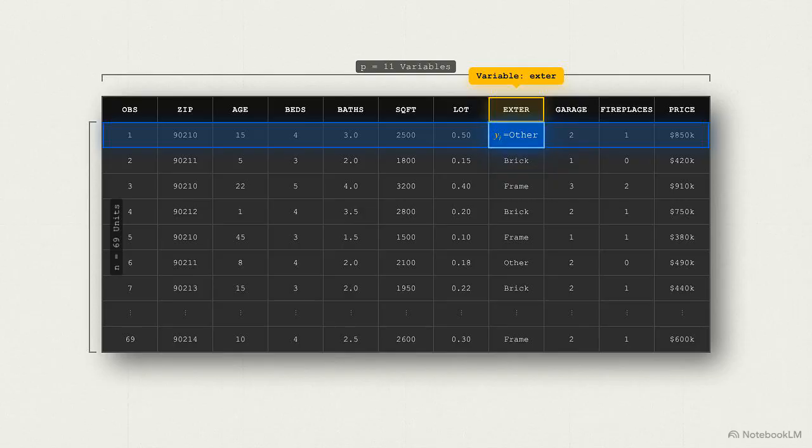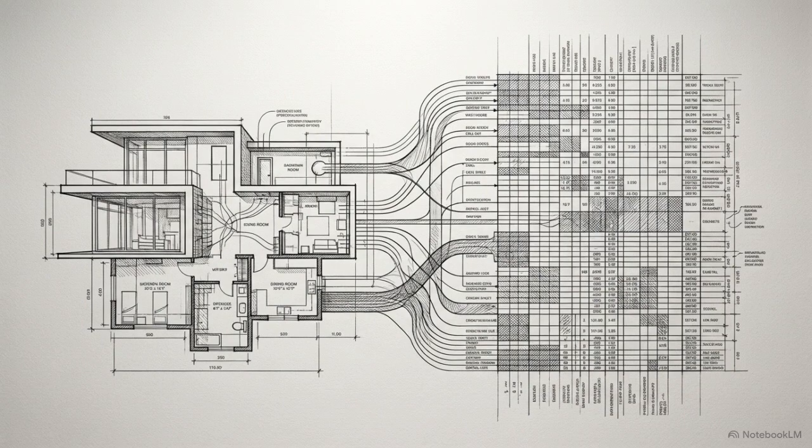Where they intersect is a single cell. That cell is the specific observation of one variable for one specific unit. Mapping this orthogonal relationship between the units we observe and the variables we measure is the required first step in turning the physical world into computable data.